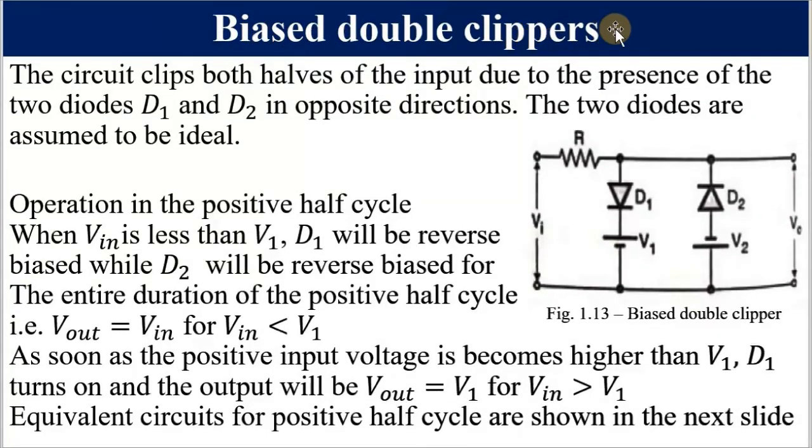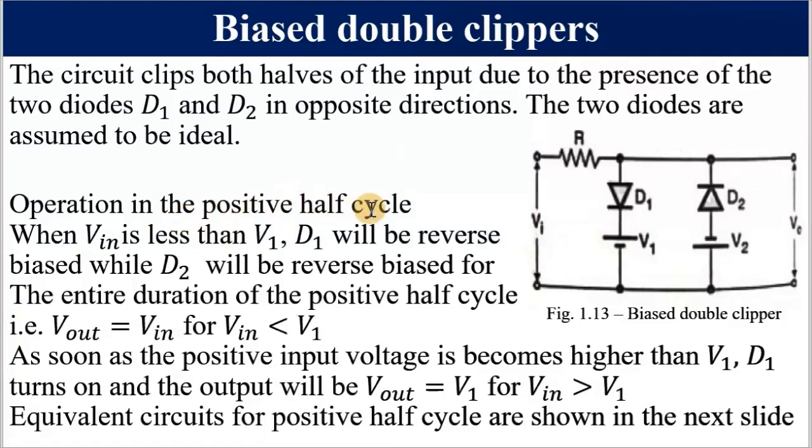Biased double clippers. This is very interesting. Look at the connection. This diode is looking downwards. This one is looking upwards. Look at the V1 and V2. This is reverse biasing this, and this is reverse biasing this. So we want to analyze and come up with the output waveform, to see which is clipped, which is not clipped, which is not distorted.